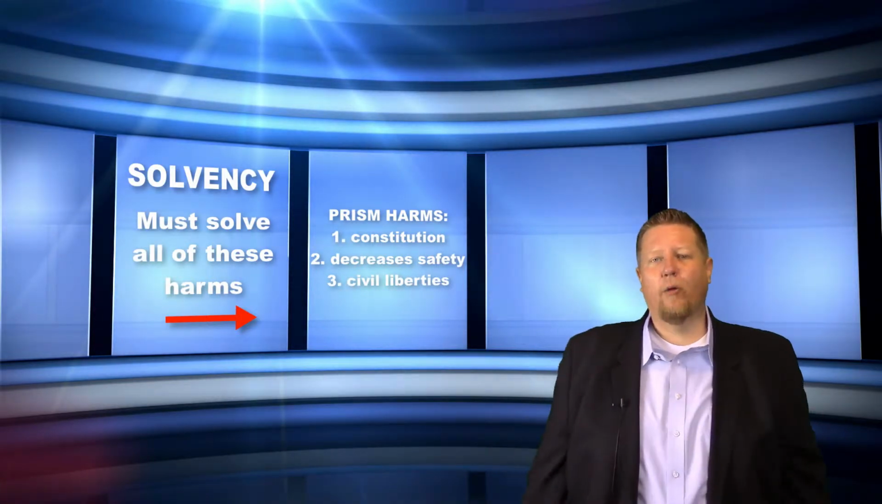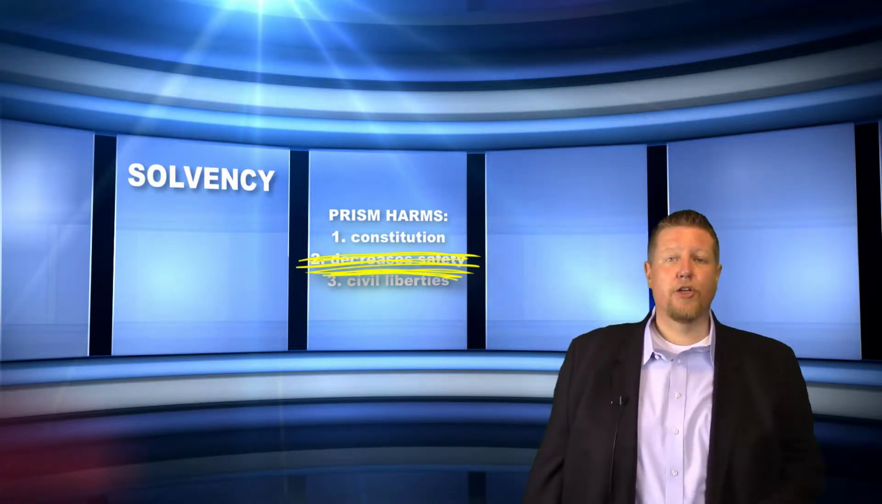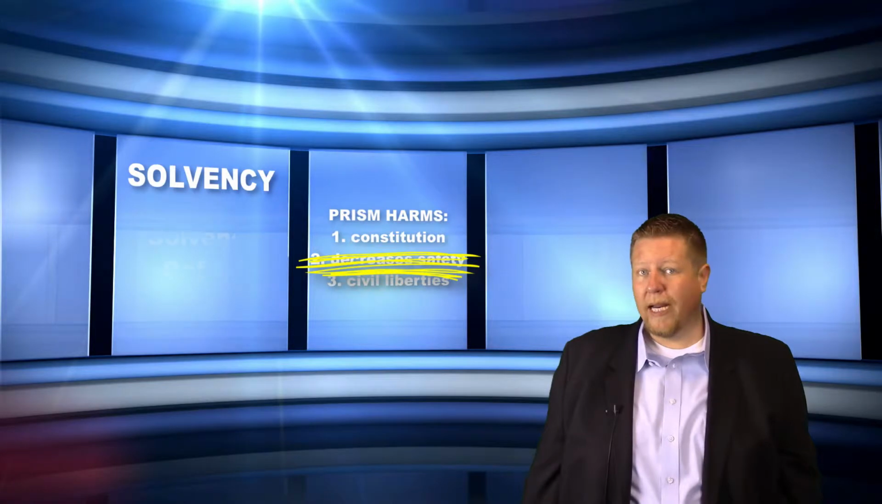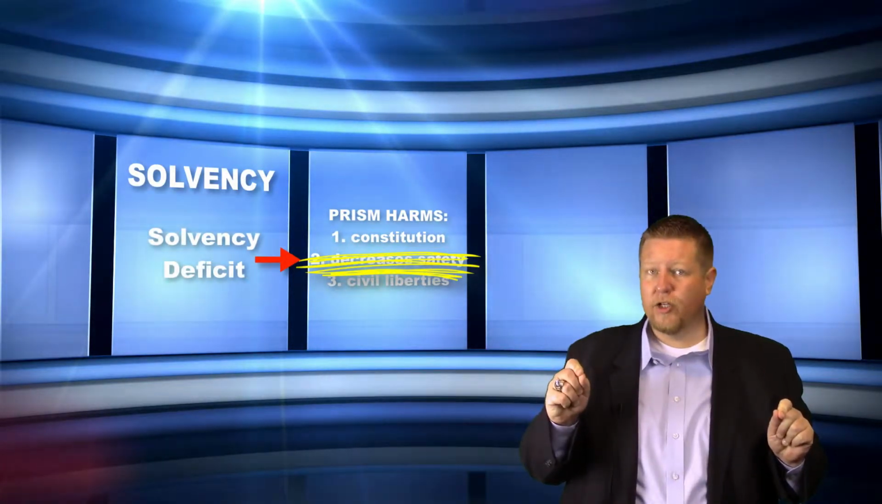But what if the plan only solves some of the harms? It's possible to have some solvency, such as solving for 2 of the 3 harms. But this creates what we call a solvency deficit, or a gap, between the problems identified by the affirmative team and the ability for the proposed plan to solve the problem.